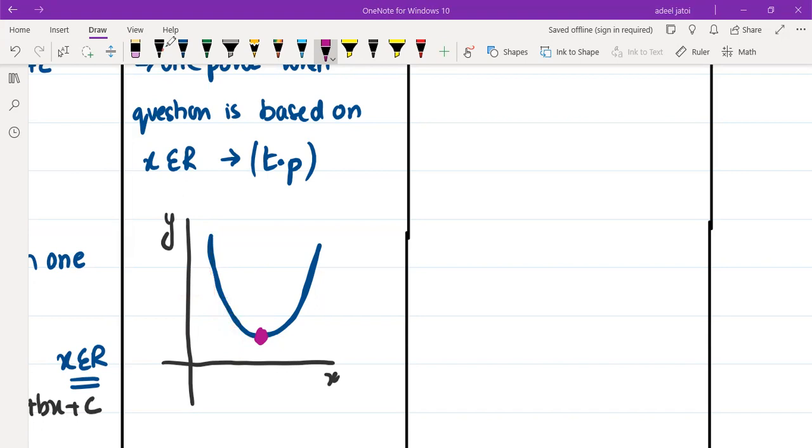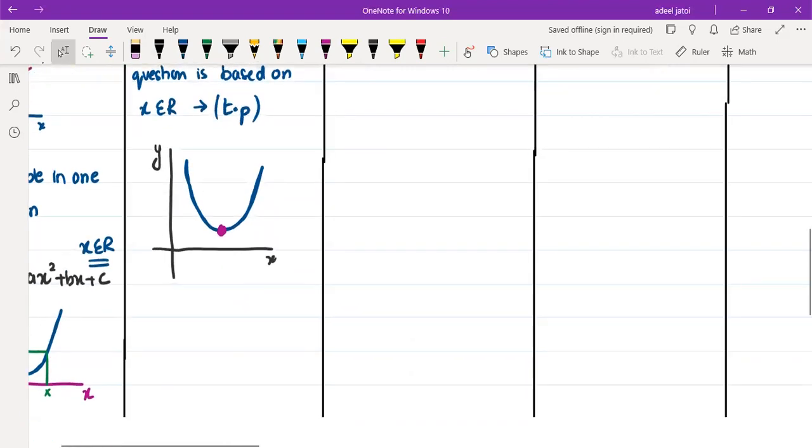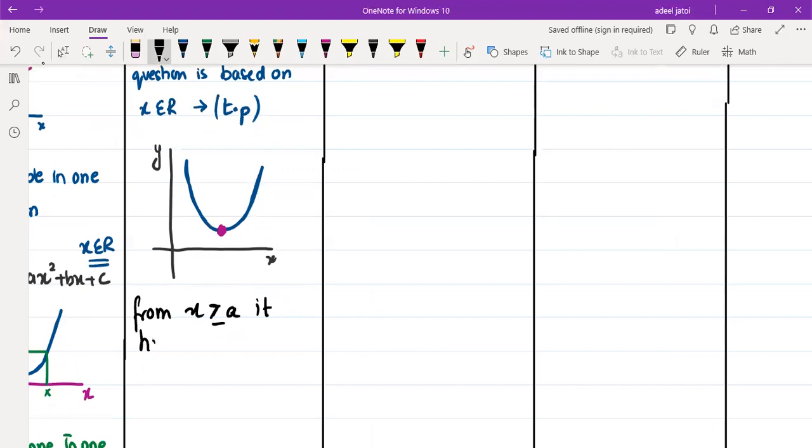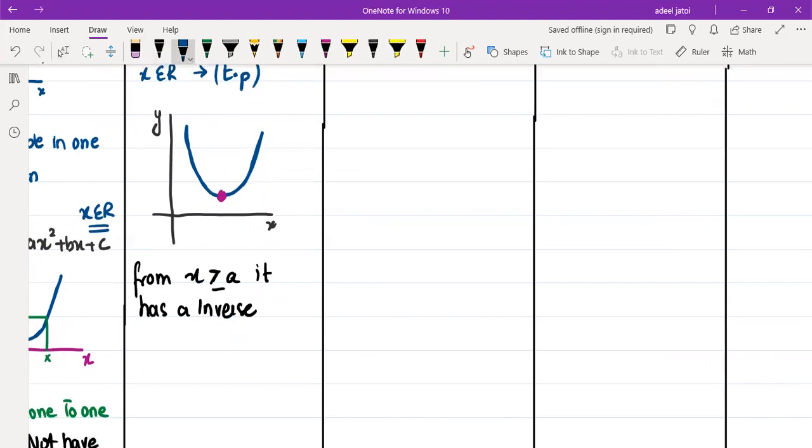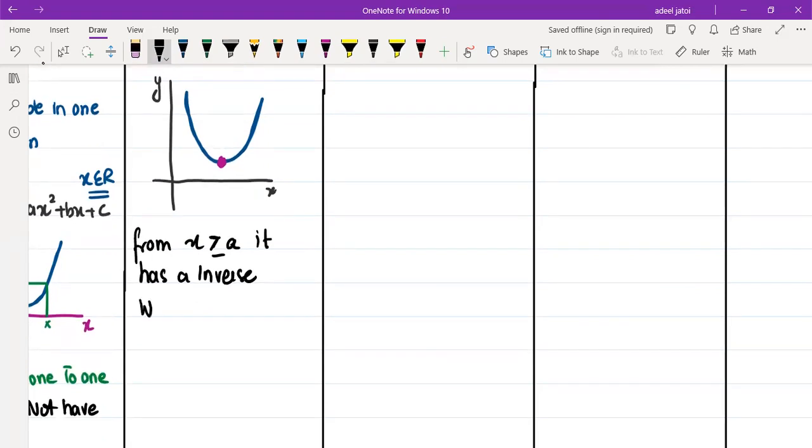So that means the question will directly tell you that from x greater than or equal to a, it has an inverse. At this point, you will have to find the value of a. The question will tell you that from x greater than or equal to a, if it has an inverse, what is the value of a? This will be the entirely based question. What is the value of a?